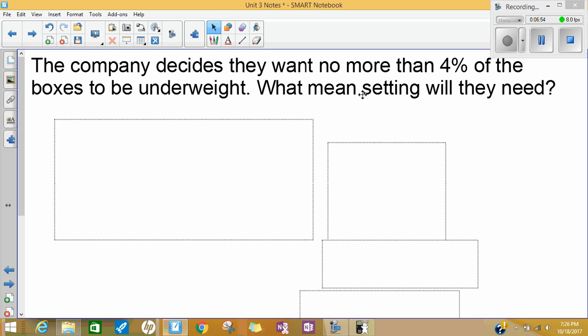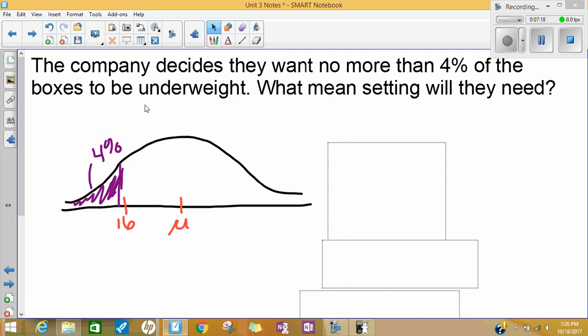So the company doesn't like that. They want to reduce that percentage of underweight boxes to 4%. And so we want to figure out what we should set the mean at for this machine in order to make sure that no more than 4% of the boxes will be underweight. So this is the new idea, what we started with here today, where we're going to use a percentage to find a z-score. So we should draw a little picture.